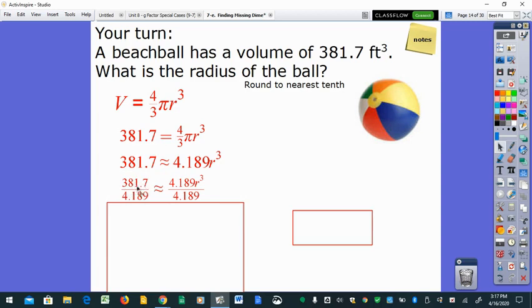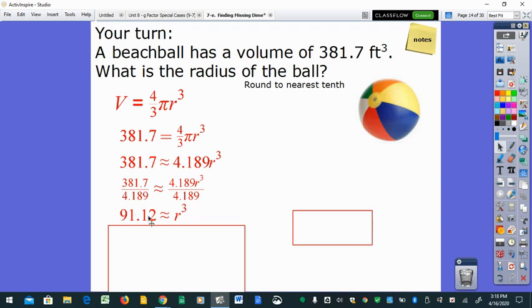381.7 divided by the 4.189 is about 91.12. And again, I'm not rounding to the tenth. I'm keeping 2, 3 places so that I can keep some accuracy in here. That is not the radius of the beach ball. That is the radius cubed.